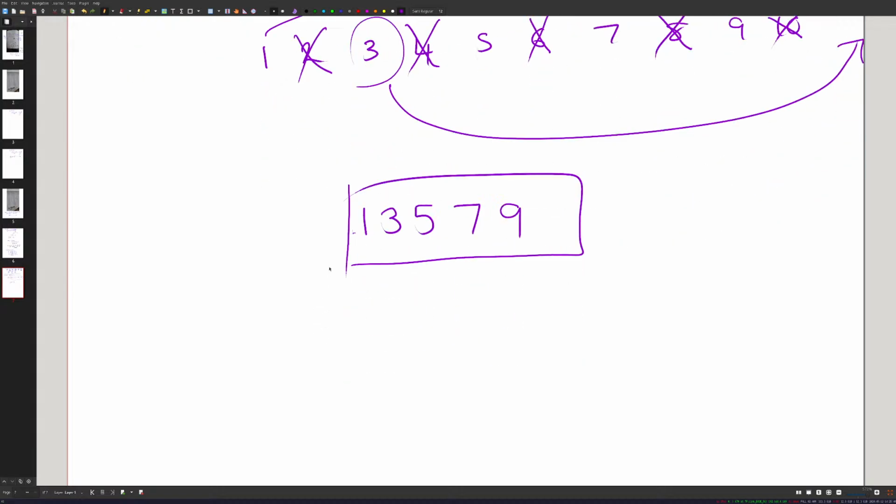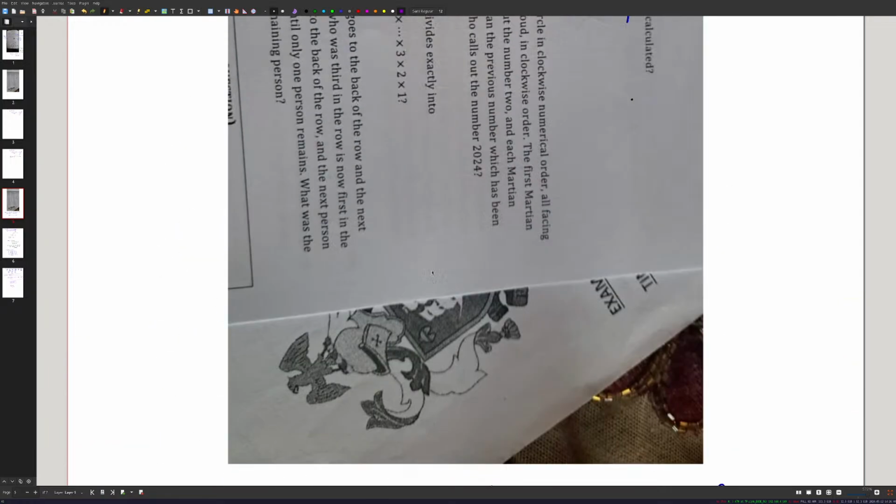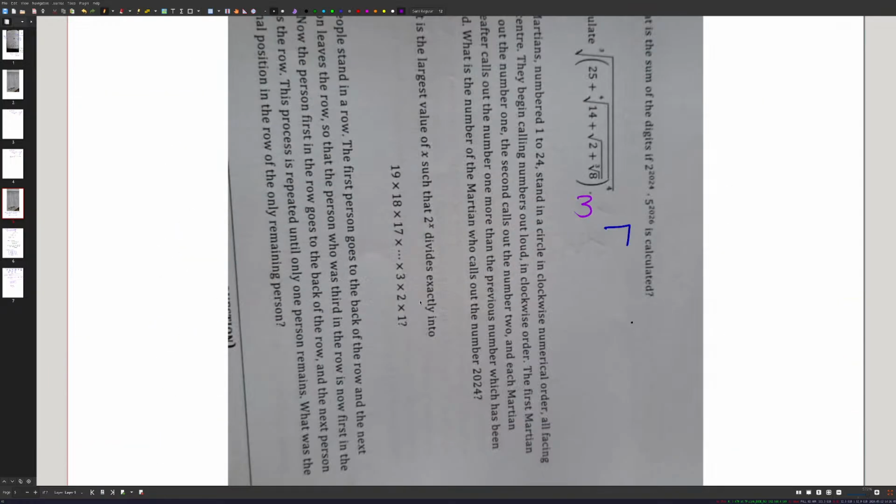Now, the first person is going to go to the back. Oh, I think the first person might just be the one that survives. Then the 3 leaves. Then the 5 goes to the back. The 7 leaves. The 9 goes to the back. And now the 1 leaves. The 5 goes to the back and the 9 leaves. And so the 5 is the one that's left over. 5 for this question. And that's everything below 10.